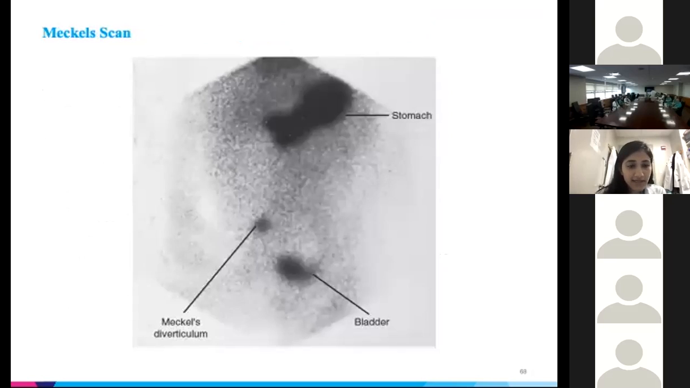A Meckel scan can be used for diagnosis. It's a technetium-99m pertechnetate scintigram that essentially identifies gastric mucosa, mucus-producing cells. So Meckel's diverticulum with ectopic gastric tissue would be picked up by a Meckel scan.